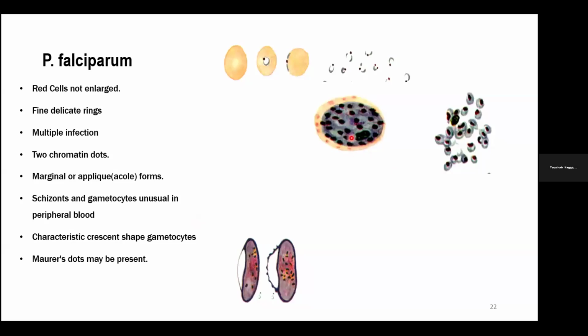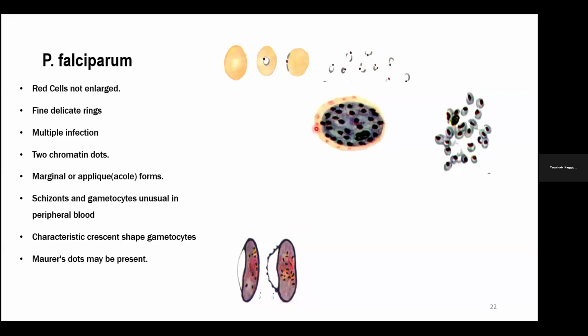Then the schizonts and gametocytes are rare, but in the schizonts of P. falciparum the cell size is not altered, and they have numerous merozoites inside them. P. falciparum produces the largest number of merozoites, up to 32 or 34. The cell size remains the same, but the merozoites are very many. In a thick film, since the red cell is hemolyzed, you will just see a cluster of many merozoites. Then the gametocyte has a crescent shape.